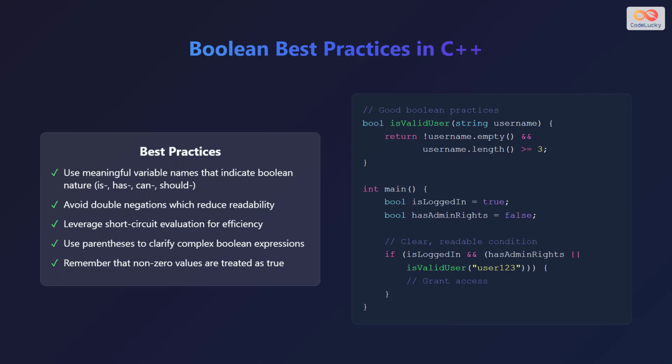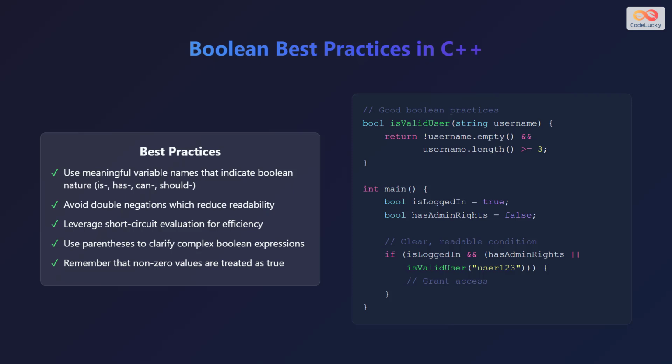Finally, let's explore some best practices for using Booleans in C++. Some of the best practices are: use meaningful variable names that indicate Boolean nature, such as is, has, can, should. Avoid double negations which reduce readability. Leverage short-circuit evaluation for efficiency. Use parentheses to clarify complex Boolean expressions. Remember that non-zero values are treated as true.